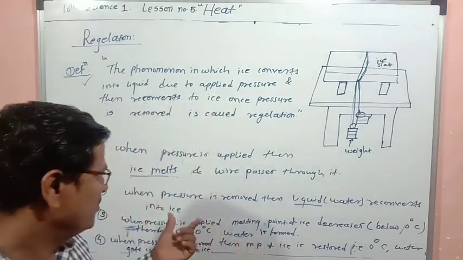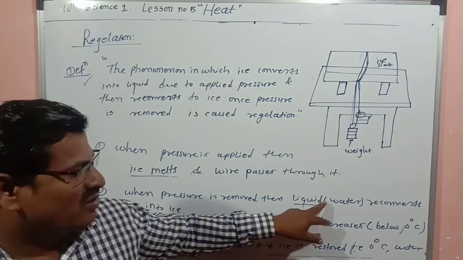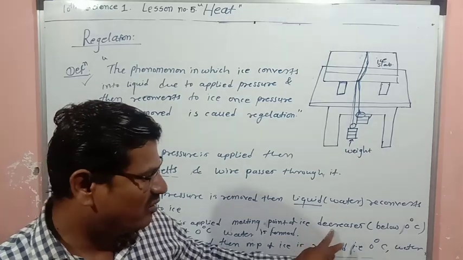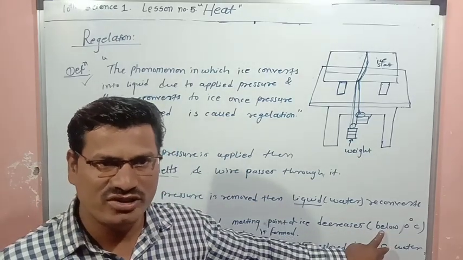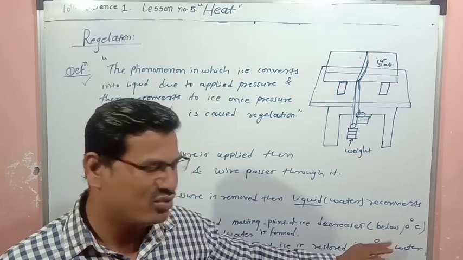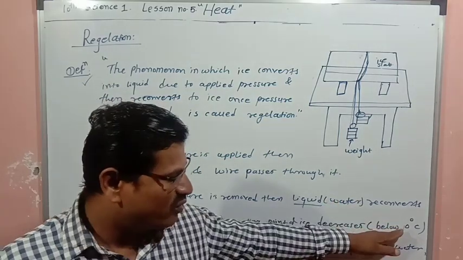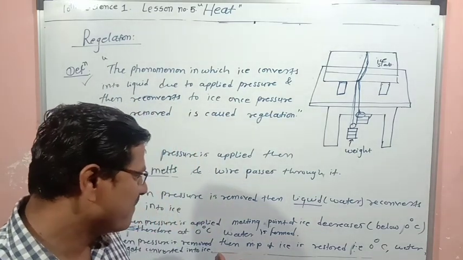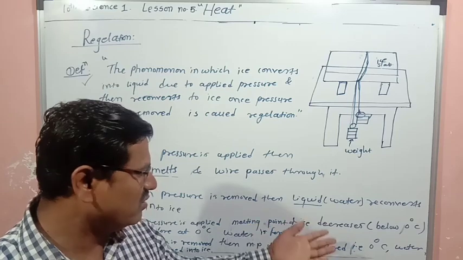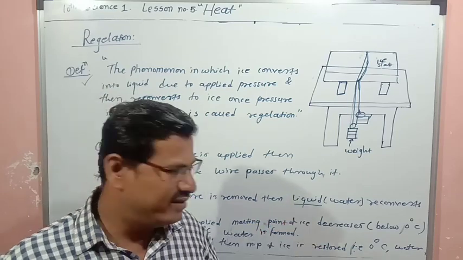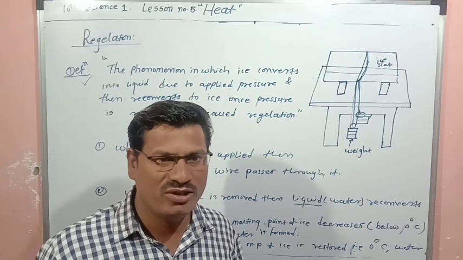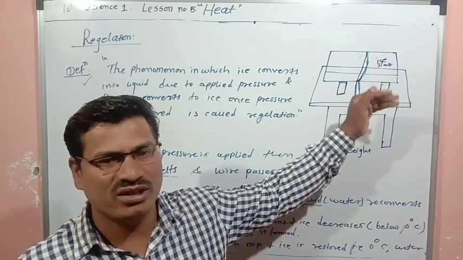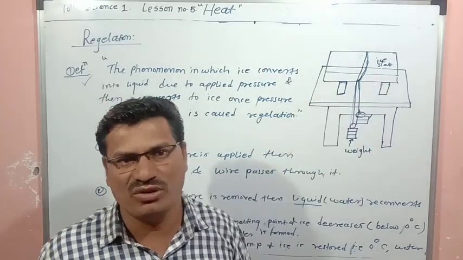The reason is that when pressure is applied, that ice melts and gets converted into water, and the melting point of the ice lowers, it becomes less than 0, so the wire will pass. And when pressure is removed, that water will get converted into ice again at 0 degrees Celsius. So the melting point is restored. When the wire passes, the water again gets converted into ice. So that ice slab is not breaking.